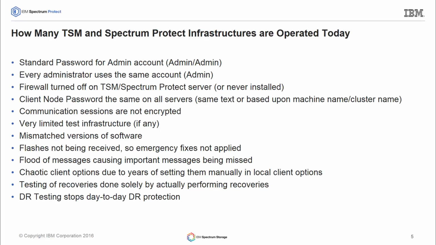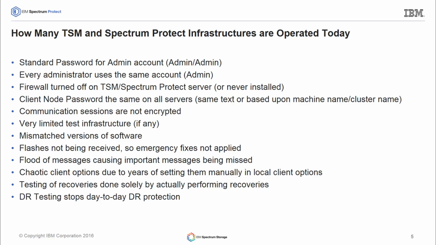If you look at a lot of TSM and Spectrum Protect environments today, although this is not universally true, there are some pretty laxly secured environments. People use default passwords. They use the same account for everything, so there's no way to audit or track. A lot of times they'll turn off the firewall on the Spectrum Protect server. Client node passwords are either the same password everywhere or based upon something that they can infer by using that machine, like the machine name itself.